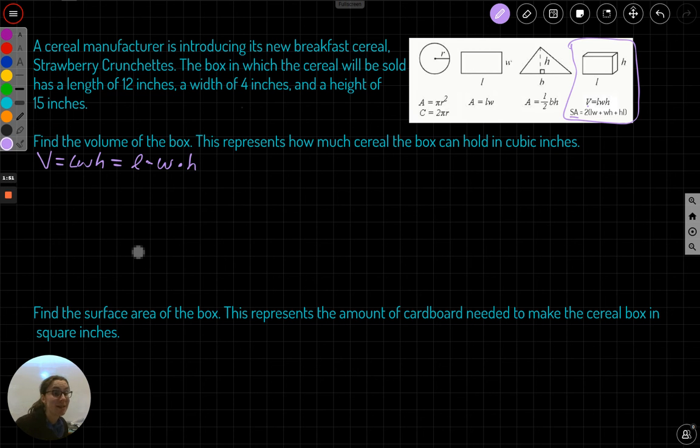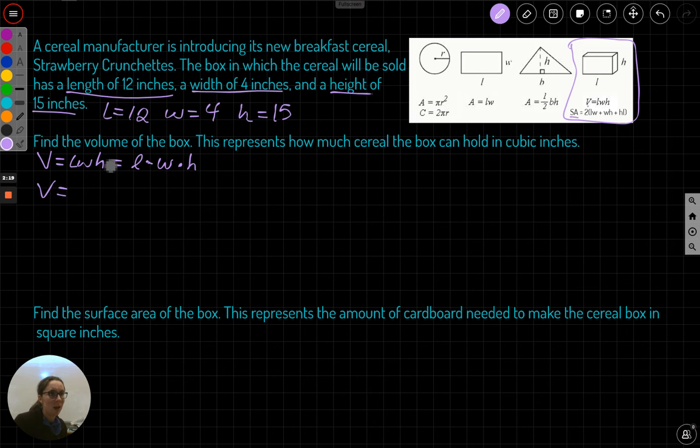It's exactly the same as it has been. Now there's just three numbers to multiply here. Well, let's look. The length has 12 inches, so L equals 12. The width is 4 inches, so W equals 4. And a height of 15 inches, so H equals 15. The first letter of the measure usually corresponds to the variable used. So V equals L, which is 12, times W, which is 4, times H, which is 15.